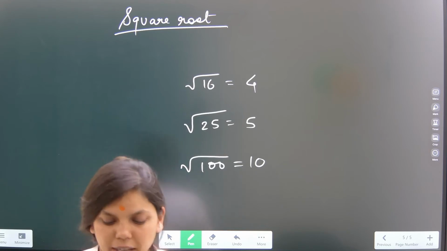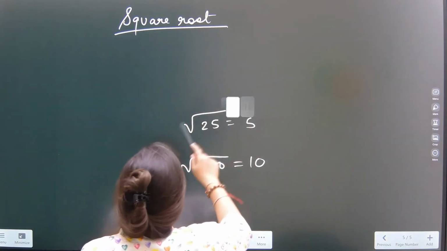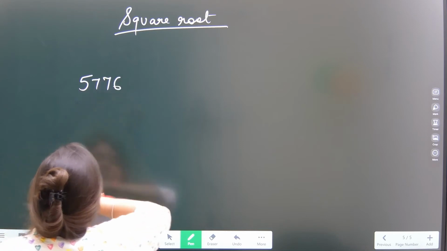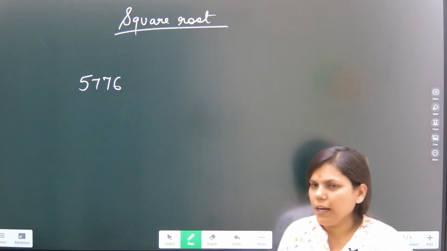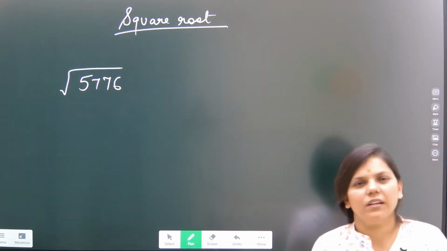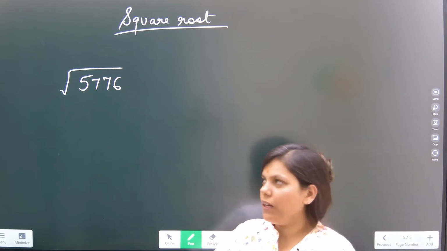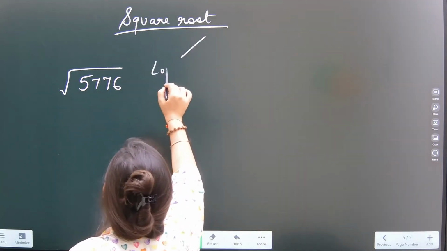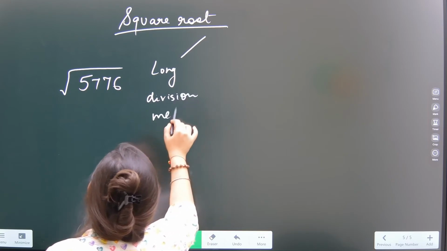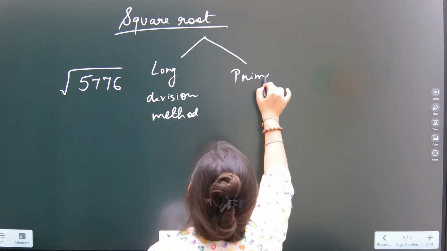But if I am given a bigger number, what will I do? Let us say, for example, 5776. Now I am asked to find the square root of this number, 5776. So there are two methods to find the square root. One is the long division method, and another is prime factorization.